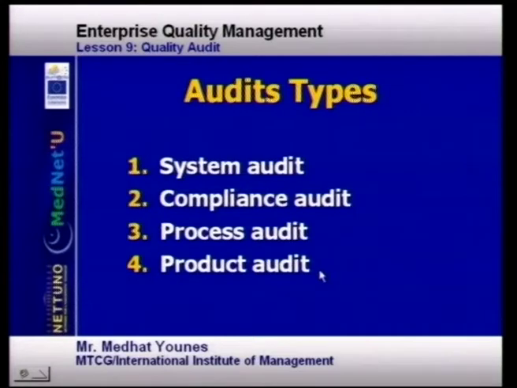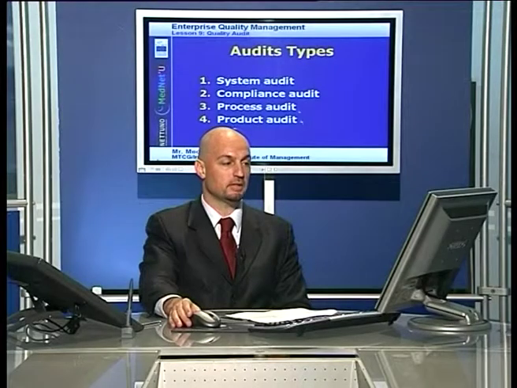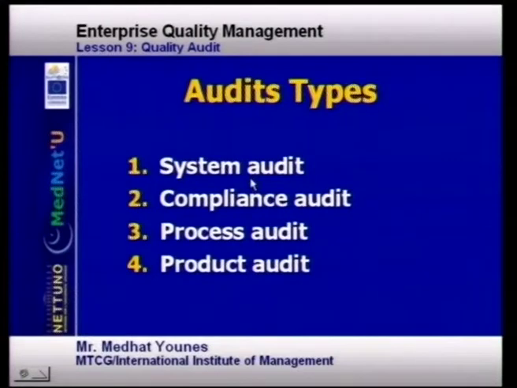What are the audit types? There are 4 audit types: system audit, compliance audit, process audit, and product audit. The system audit probes whether or not there is an organization and quality assurance system in existence and assesses their adequacy to meet requirements invoked by a contract.